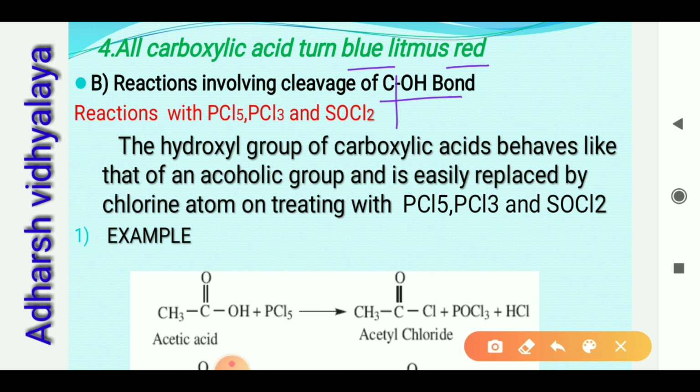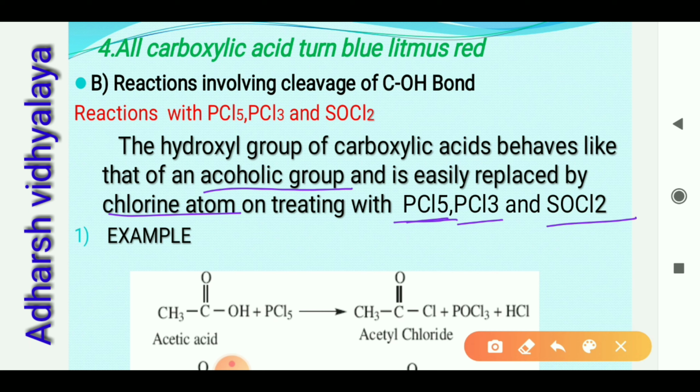The hydroxyl group of carboxylic acid behaves like an alcoholic group. It is easily replaced by a chlorine atom on treating with phosphorus pentachloride, phosphorus trichloride and thionyl chloride.